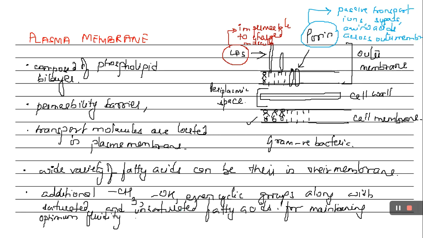Once the molecules transferred through the porins take entry, they remain in the periplasmic space, which is the region between the cytoplasmic membrane and the outer membrane.